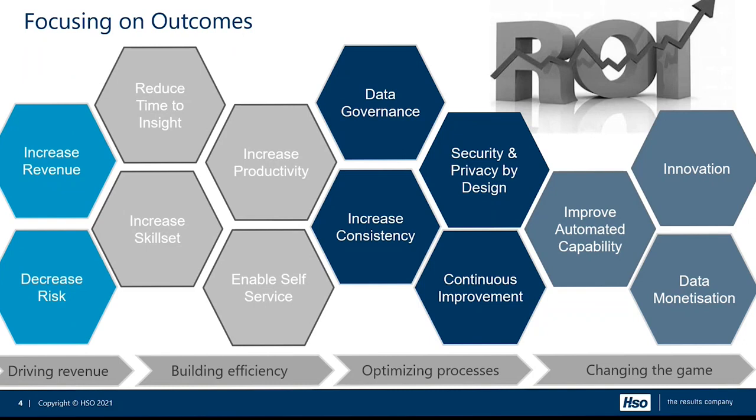What is that commercial advantage? Maybe just pause and talk a little bit about this area first. Really, it comes across in 4 key areas. The outcomes you should be focusing on, along the bottom there, are how to drive revenue, how to build efficiency, how to optimize your existing processes, and how to use data to help change the game of your business operations. So let's unpack those a little bit and talk about them.